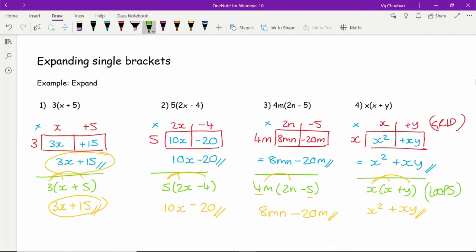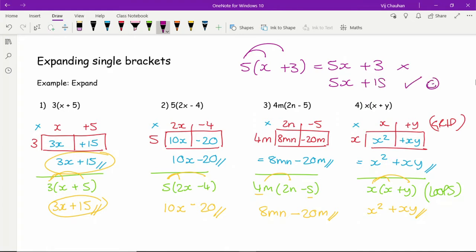However, the one key mistake that people make when using the loops is, let's say I had 5x plus 3, that a lot of students do the first loop, which is 5x, but then they forget the second term. So you've got to multiply everything outside the bracket by everything inside the bracket. So that there is wrong, when really it should be 5x plus 15, and that there is correct.